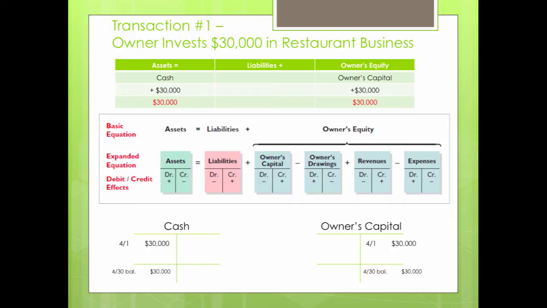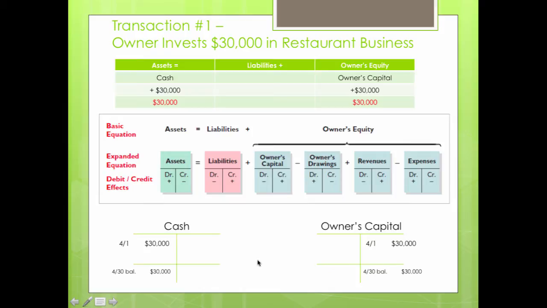You ask yourself the same questions again for owner's capital. You look at the T account for owner's capital, okay, and determine if you will debit or credit the account. Well, as an investment, you know that this transaction is increasing the owner's equity account. So in order to increase owner's equity, you need to credit. You need to record it as a credit or on the right side, which is what we did here.